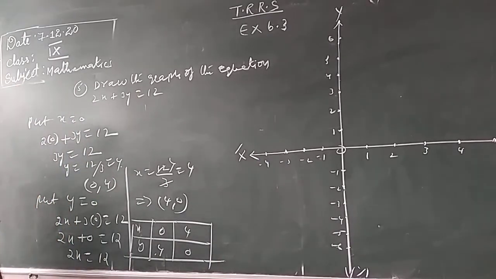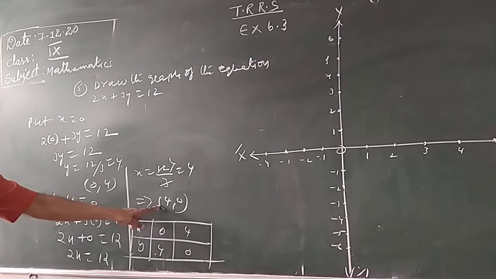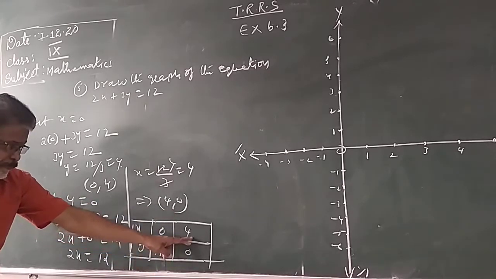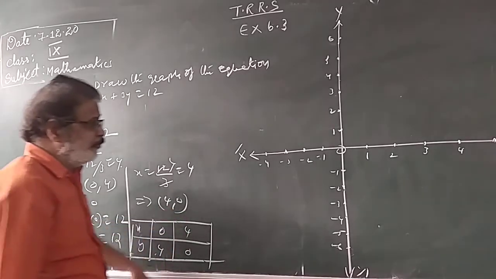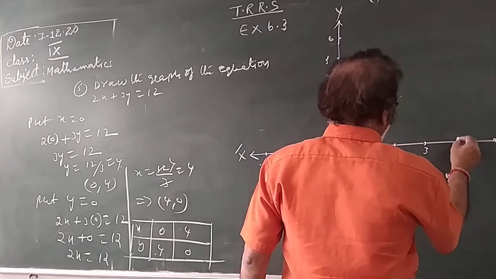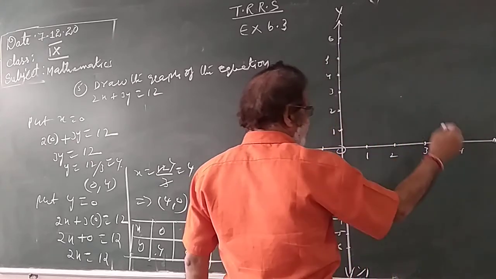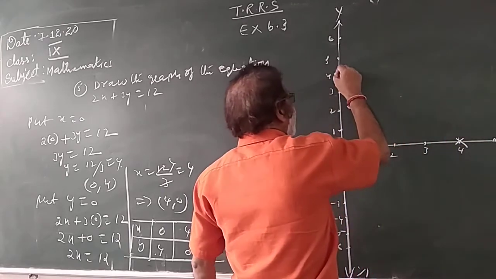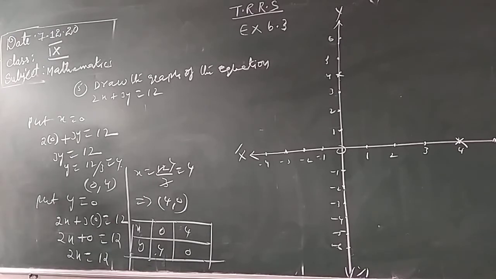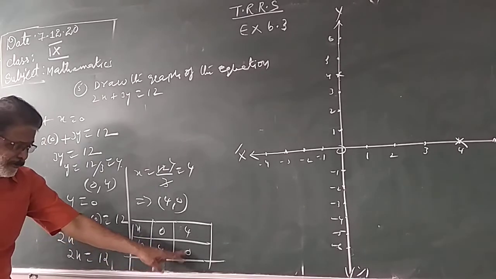So here, when x is equal to 0, y is 4. When y is equal to 0, x is 6. Other than zeros, you take the points. When you put x is equal to 0, you get the y value. When you put y is equal to 0, you get the x value. So when x is 0, y value is 4, and when y is 0, x value is 6.